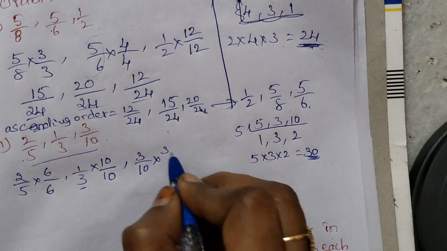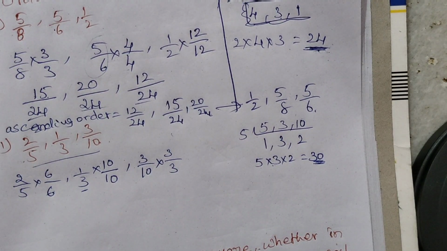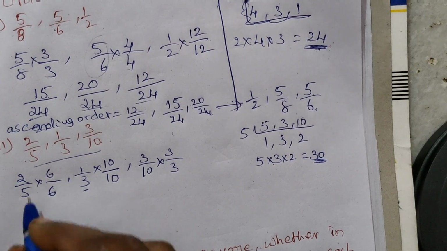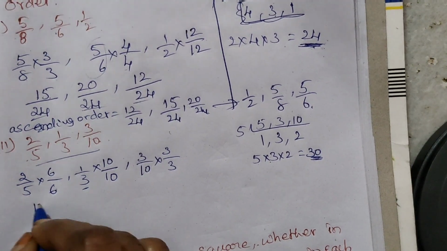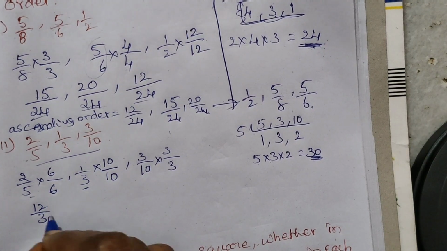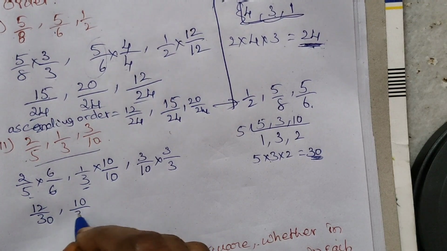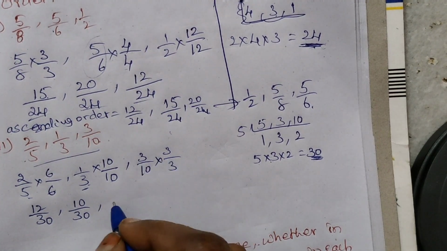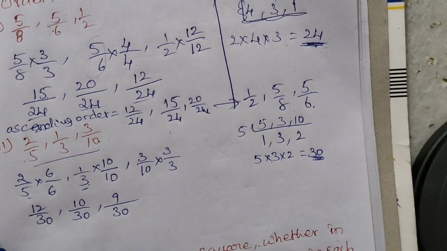So, multiply and divide with 3 by 3. Okay. Next, 2 by 6, 2 into 6, how much? 12. 5 6, 30. 1 into 10, how much? 10. 3 into 10, 30. Next, 3 into 3, 9. 10 into 3, 30. So, ascending order.